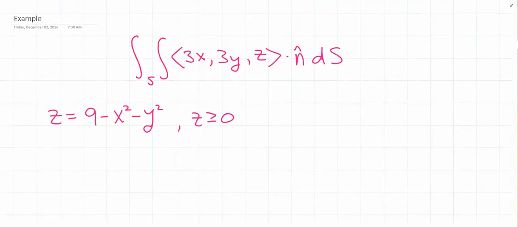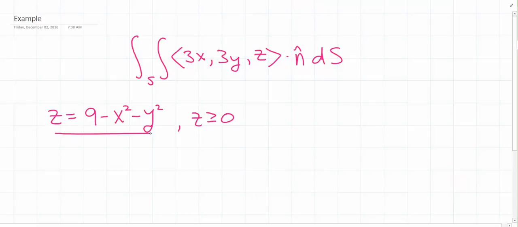Now, let's look at an example. Let's suppose I want to evaluate this surface integral. And I've got this surface with z greater than or equal to 0. This is what I've been given. I want to go from here and evaluate this integral. So I've been given the vector field, and I've been given the surface. Now let's see what we can do with it.